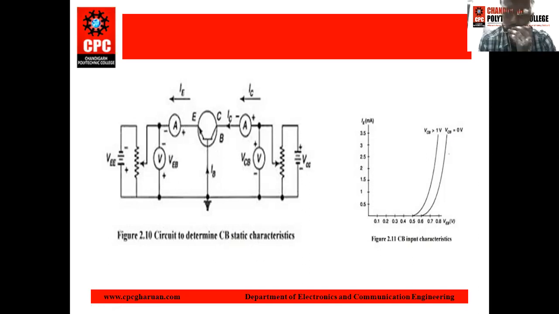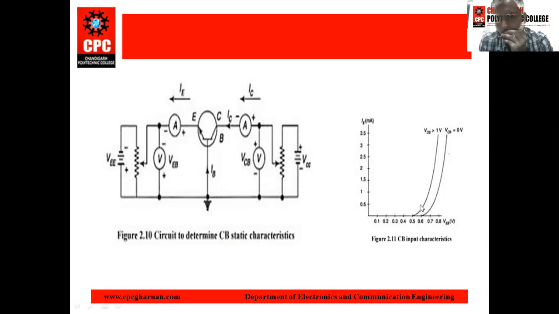After that, a curve is formed on a graph as shown in the figure. After that, we increase the voltage VBC and hold it constant at a particular level, for example 5 volts. Then we increase the input voltage and again observe the values of VEB and IE.